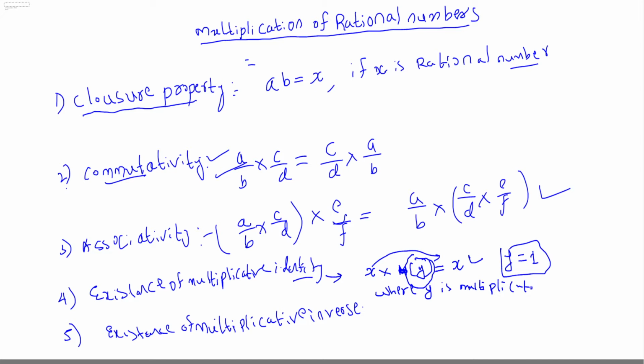Can you understand what I'm telling? For example, if you multiply 2 by 3 with 1, again you get 2 by 3. Means 1 is the multiplicative identity. Why is 1 the multiplicative identity? Because when it is multiplied with any rational number, it again gives the same rational number. Therefore, it is called multiplicative identity.